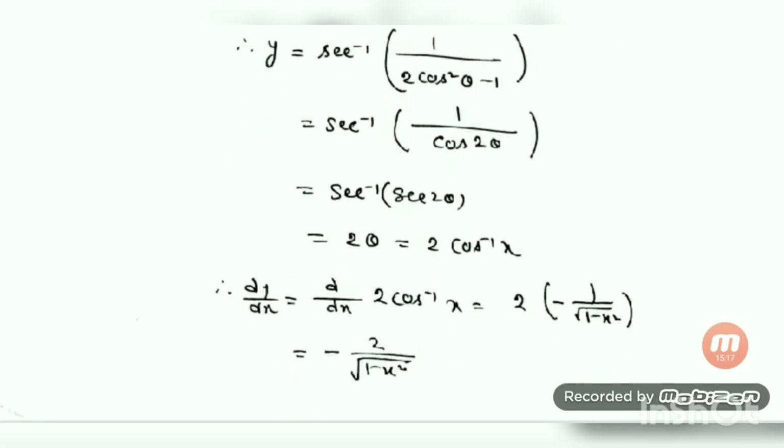That's why take derivative of y with respect to x. That is d/dx of 2 cos inverse of x. 2 constant comes out. d/dx of cos inverse of x is minus 1 by under root of 1 minus x square. So your answer is minus 2 by under root of 1 minus x square.